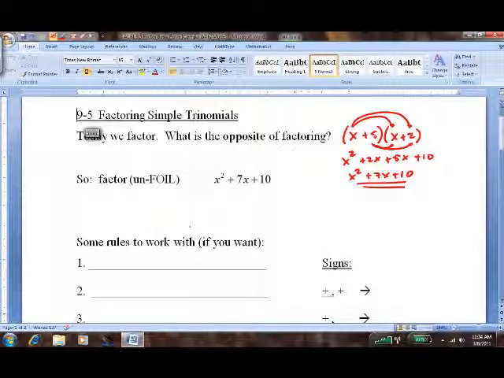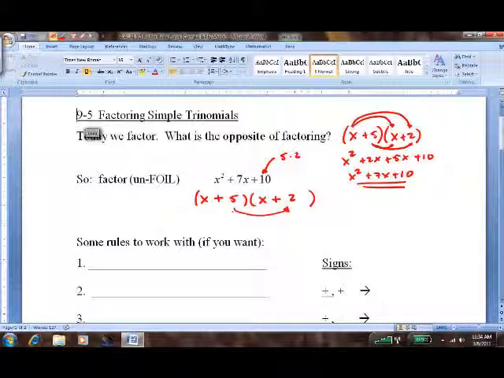So what we're going to do, I'll write this down a couple times, is we will put in our parentheses, we'll put in our variables, we will put in our signs, and then we will factor the last term. In this case, we know it happens to be 5 times 2. We'll put them in, and then we'll check.